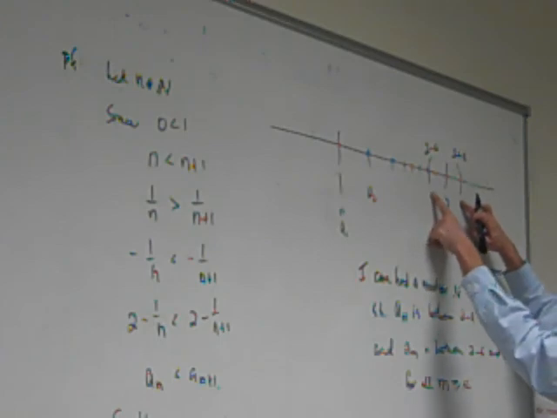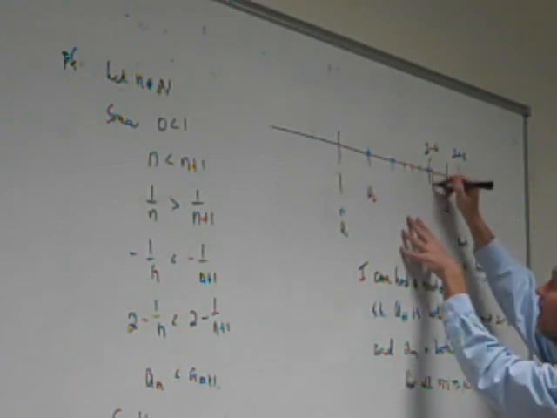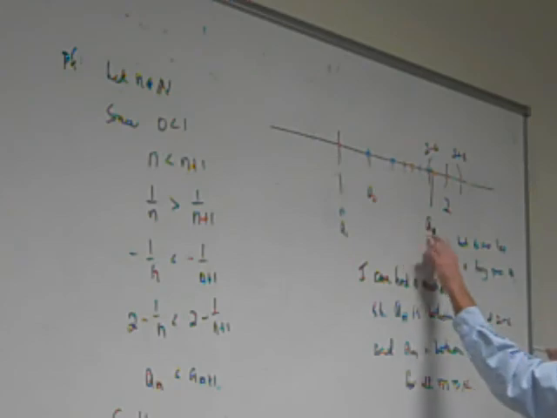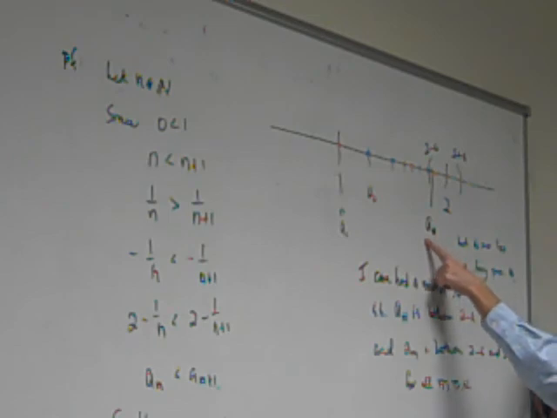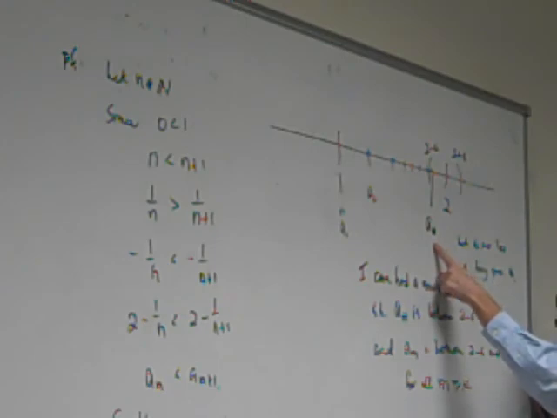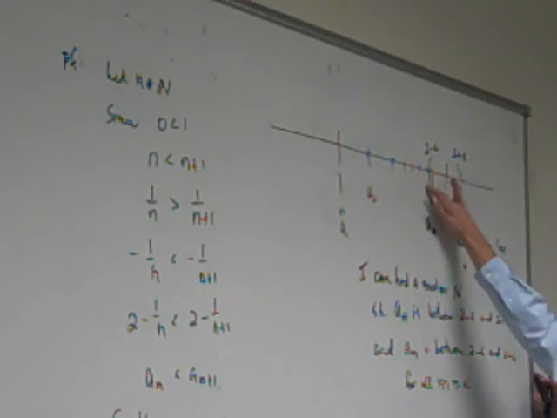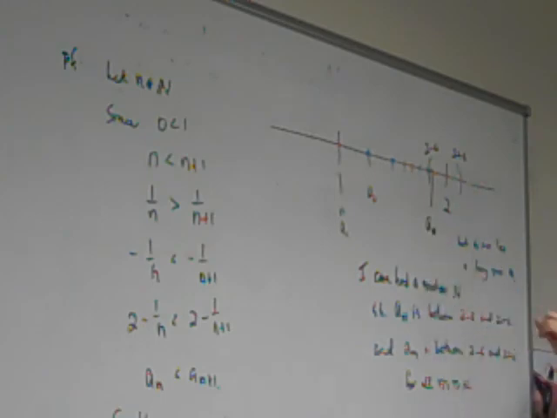So what am I saying? What I'm saying is this. No matter how tiny a little neighborhood you pick around 2, I can find a natural number n so that not only is that term of the sequence in here, but every term of the sequence is in here where the subscript is bigger than or equal to that one. That's what convergence means. You get in this interval at a certain point and you never leave it again.